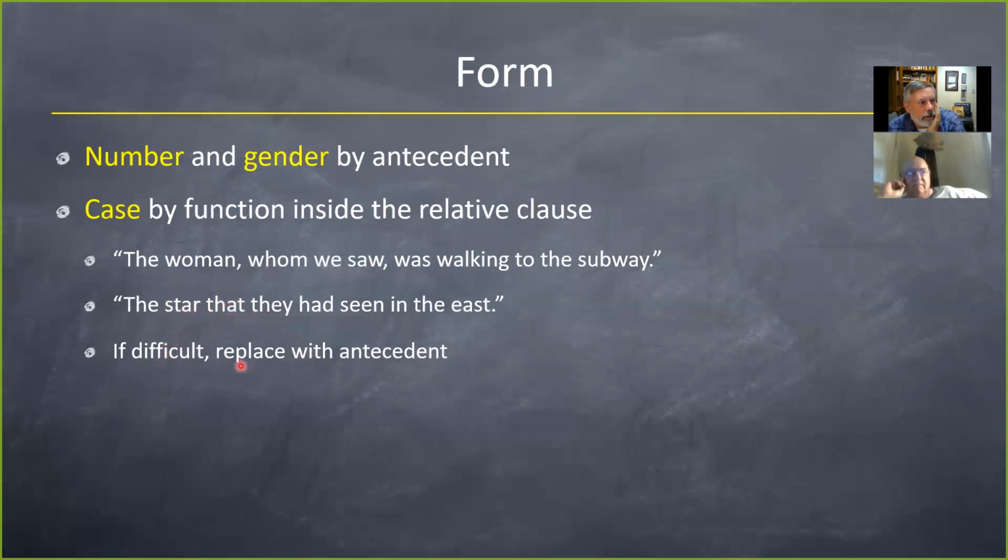What they suggest, and I agree, is if it's difficult to figure it out, take that antecedent and replace it with whatever its antecedent is, whether it's a demonstrative pronoun or relative pronoun. In this case, the star. So the star they had seen in the east. And now I figure out my clause is star they had seen. Well, they had seen star. Okay, this is going to be in the accusative case, because they is the nominative subject, had seen is the verb, and star is going to be the direct object. What did they see? The star. And so sometimes it's easier just to replace it with its antecedent.